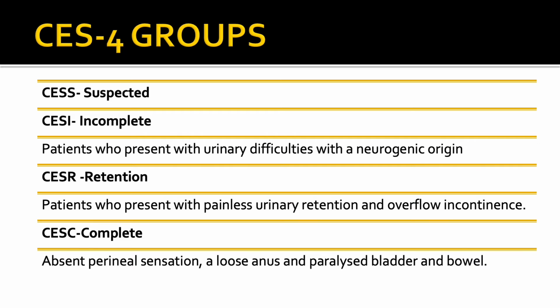So we can divide it into various groups. This is one classification which is suggested, may be useful. One is the Cauda Equina syndrome which is suspected. Second is an incomplete Cauda Equina syndrome, that is, patients who present with urinary difficulties with a neurogenic origin. So previously we studied that Cauda Equina is suspected when there is a bilateral leg pain, there is weakness, there is a neurogenic bladder involvement, or saddle anesthesia. So with any of these you think that there may be a Cauda Equina syndrome.